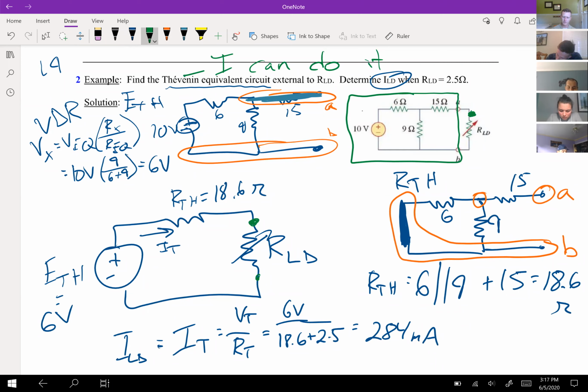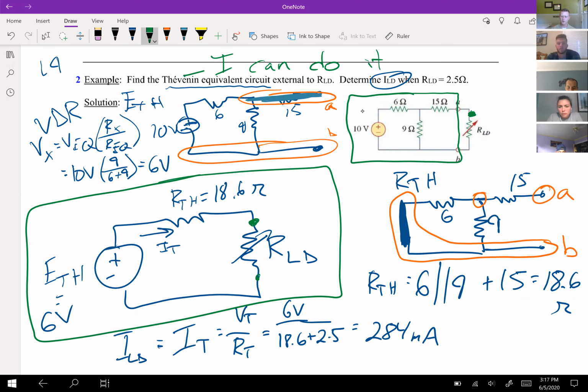For boxing answers, it says the Thevenin equivalent circuit. This in green is the answer, and this 284. All right, those are the two parts that we were asked for.